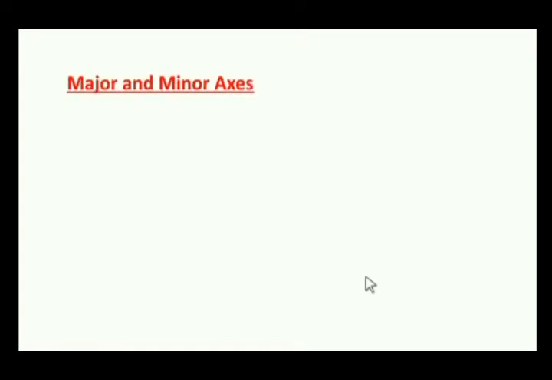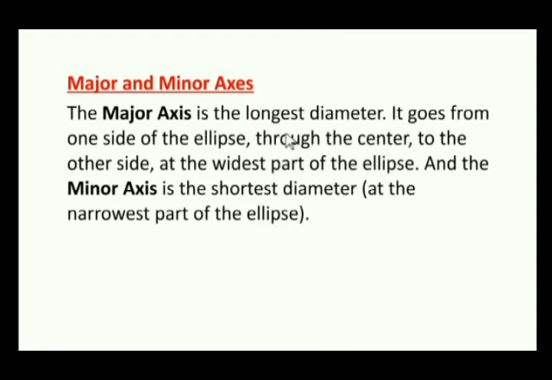Major and minor axes. Now what are the major and minor axes of the ellipse? The major axis is the longest diameter. It goes from one side of the ellipse through the center to the other side at the widest part of the ellipse. And the minor axis is the shortest diameter, at the narrowest part of the ellipse.